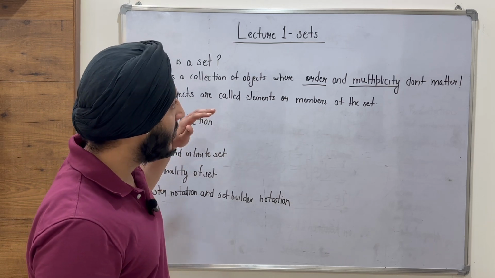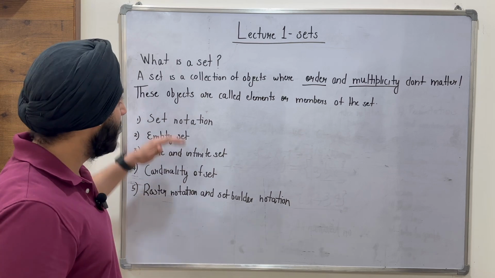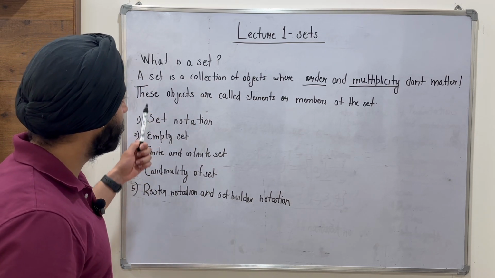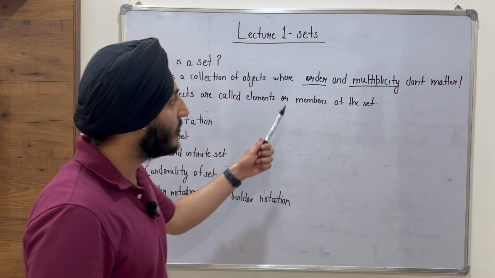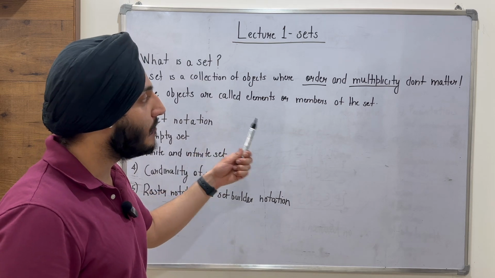In this video, we will be covering all about the basics of sets. So let's start with a very basic understanding of what a set is. A set, in very simple words, is a collection of objects where order and multiplicity don't matter. These objects are called elements or members of the set.